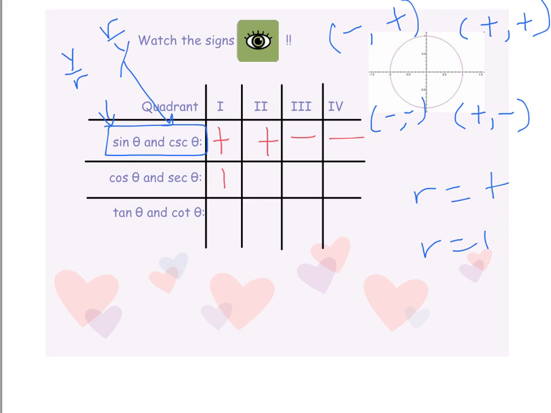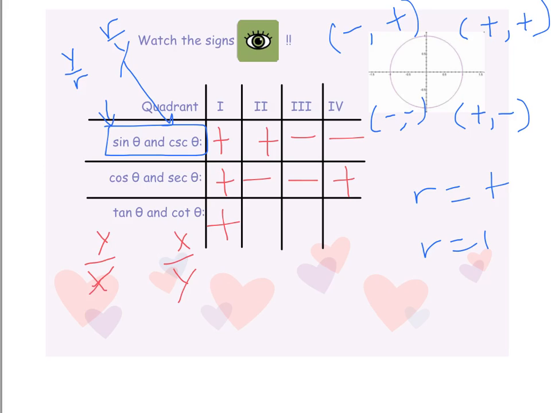In quadrant 1, cosine, and consequently secant, because both are based on r and x, are positive in quadrant 1, negative in quadrant 2, negative in quadrant 3, positive in quadrant 4. Now, tangent and cotangent, we have to be a little bit careful because this is based on x and y. Now it's not just about one or the other, it's about the two being the same. Okay, because if we had a negative y value divided by a negative x value, that tangent or cotangent value would then be positive.